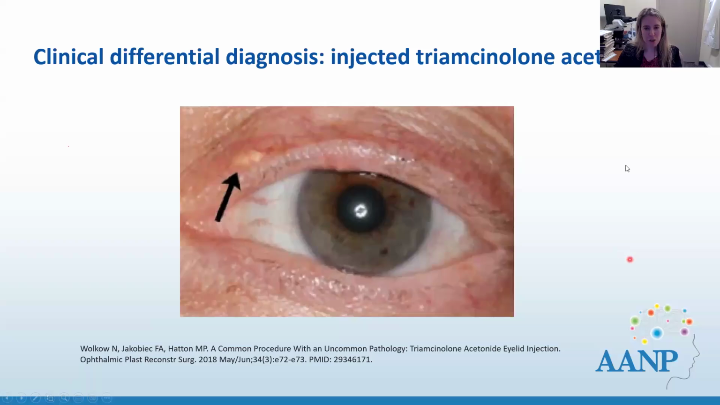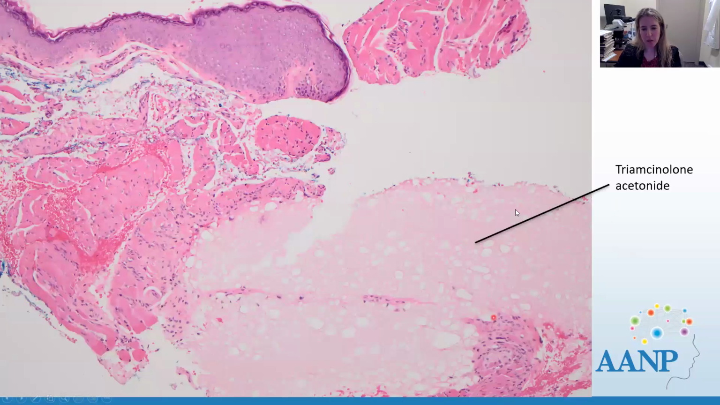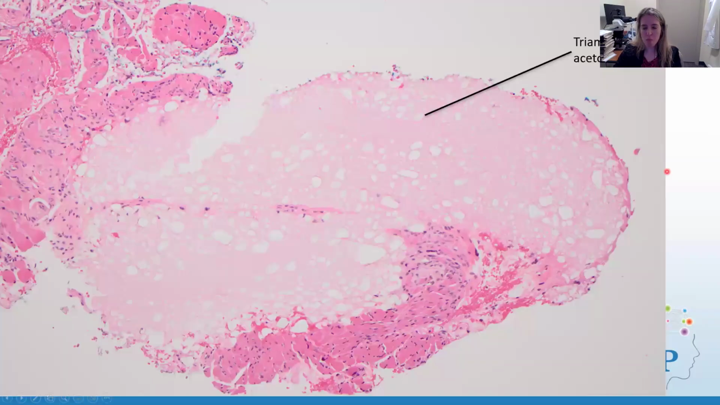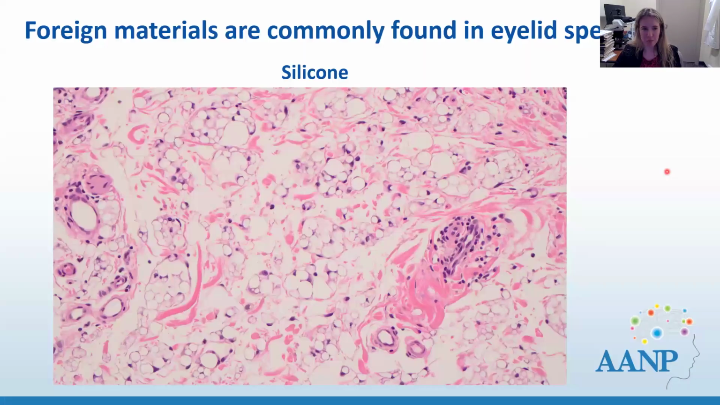Sometimes things like injected triamcinolone, which is a steroid, can give you a little yellow nodule. This is what it can look like histopathologically, triamcinolone. And these are used sometimes for eyelid lesions, but in this particular case, it was cut out because it was thought it might be a chalazion or some other skin lesion.